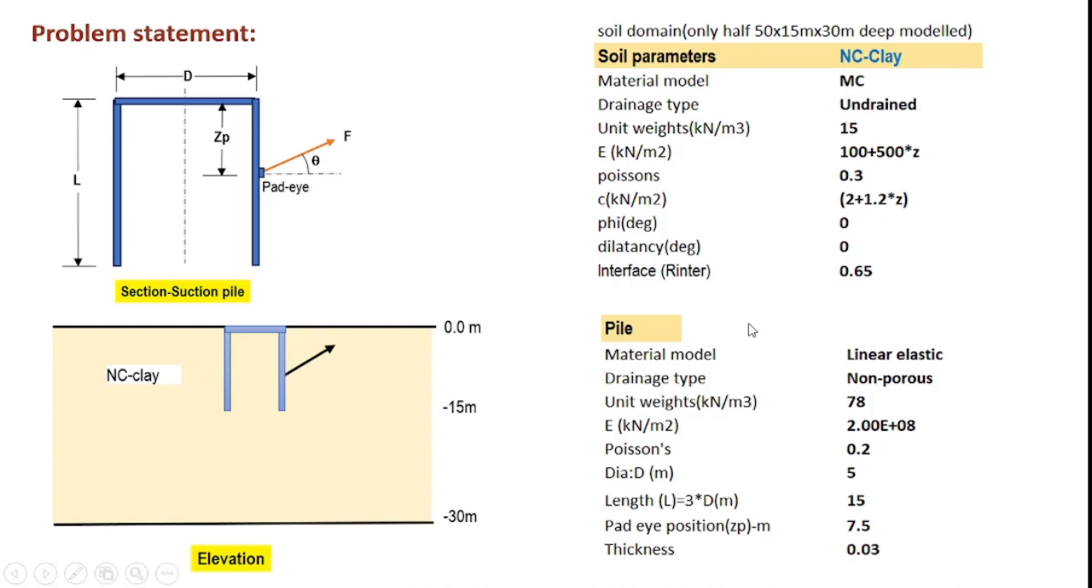Now for the pipe, we will consider a linear elastic material with the drainage type selected as non-porous, unit weight being taken as 78 kN per meter cube with an E-value of 2E8 kN per meter square. The Poisson's ratio will be 0.20 and the thickness of the suction anchor will be taken as 0.03 meters, that's equal to 30 millimeters. So let us start the Plaxis.